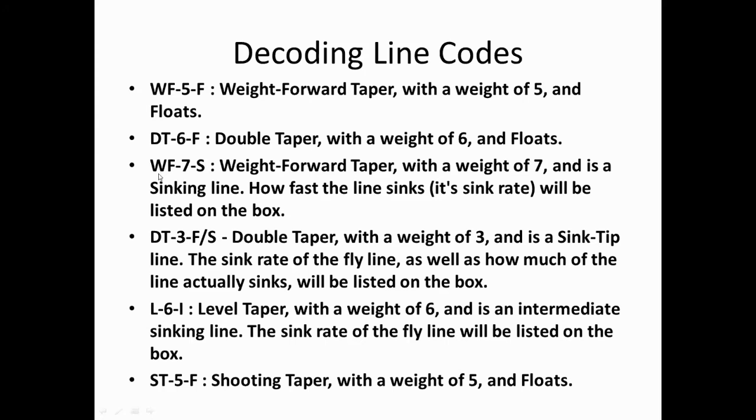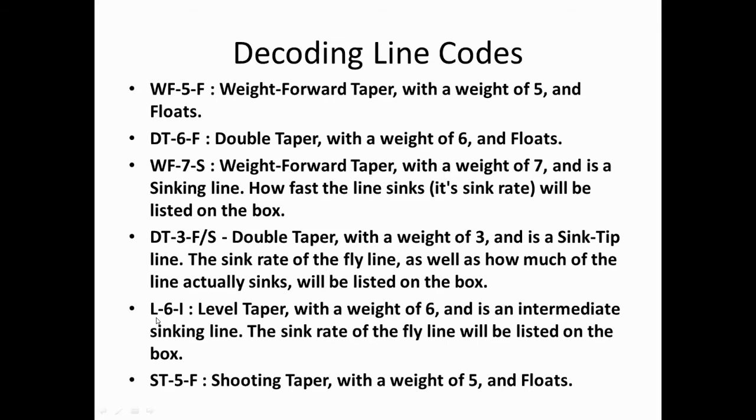Now here we've got a weight forward, 7 weight, it's a sinking line, but in this data, it doesn't tell you how fast it sinks. It doesn't tell you slow, medium, or what type it is. That's going to be on the box. So you've got to dig down a little bit farther to find that. This next one would be a double taper, a 3 weight, float, sink. So that's a sink tip line. And once again, the sink rate will probably be annotated on the box there.